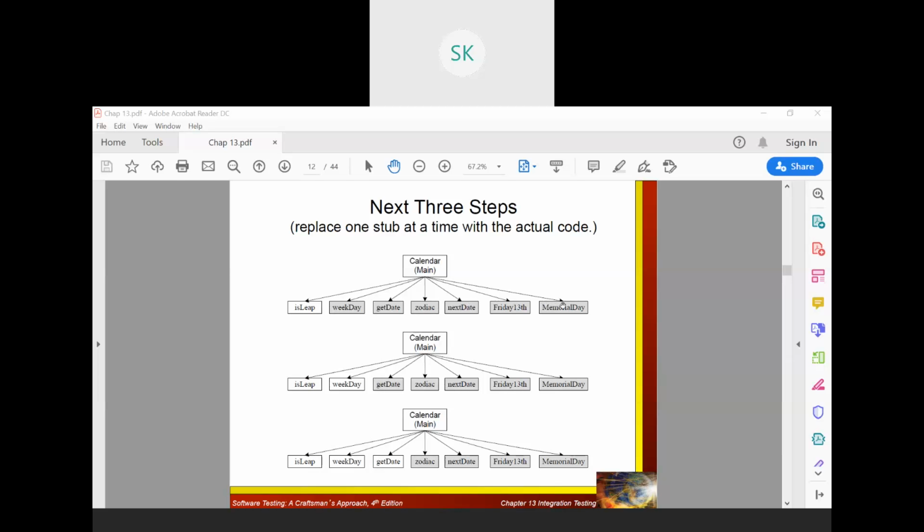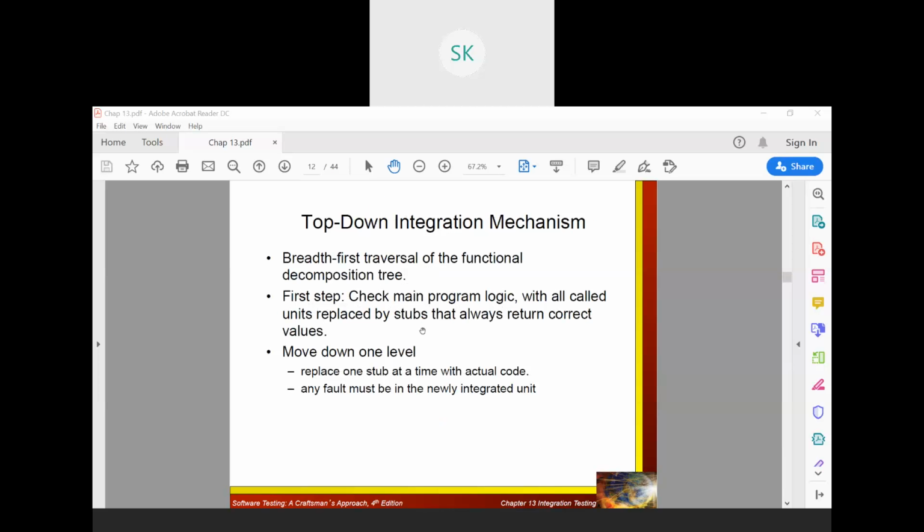So next one is memorable. Whether the 13th of the particular month is a Friday or not, I need to check it. If it is yes, true or false, you need to retrieve it. Memorable day, in a similar fashion, just go on. So this is how it will be working. Next one will go with the top-down integration mechanism.